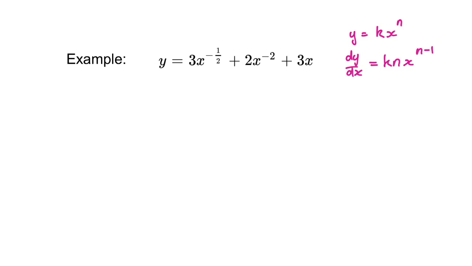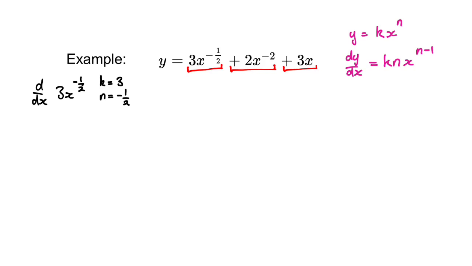We're going to solve this in 3 different steps. So we're looking at the first one, the second step, and then a third one. Looking at the first part of our expression, we take the derivative of 3x to the negative a half. So in which case our k is equal to 3 and our n is equal to negative 1 over 2.